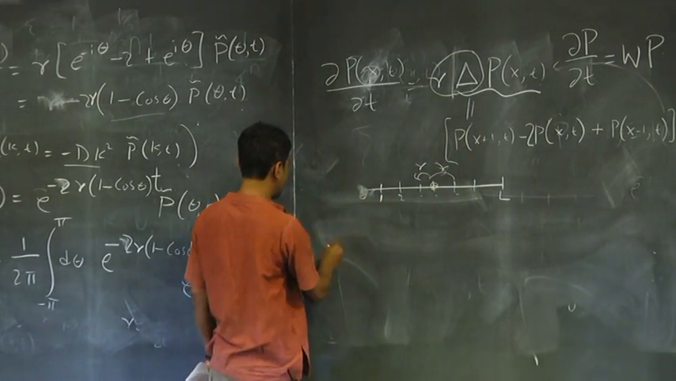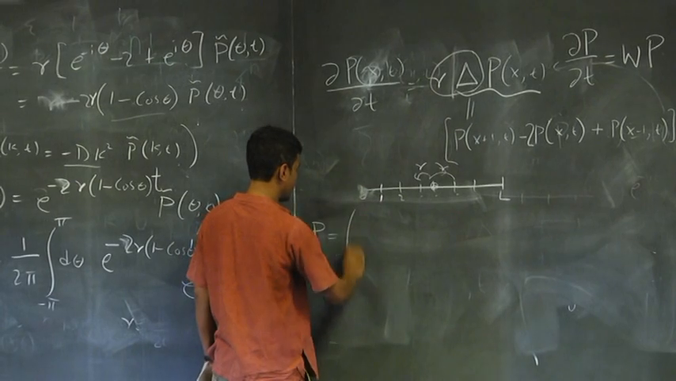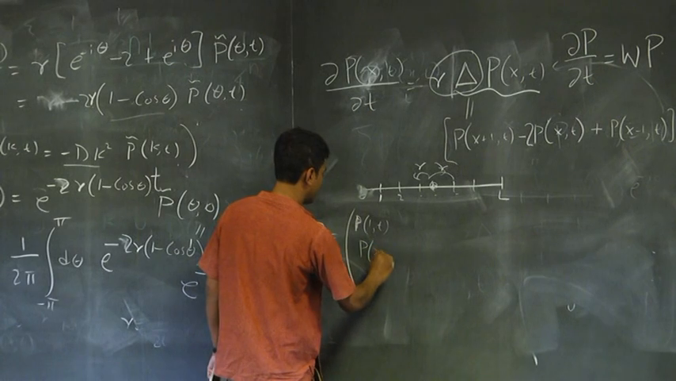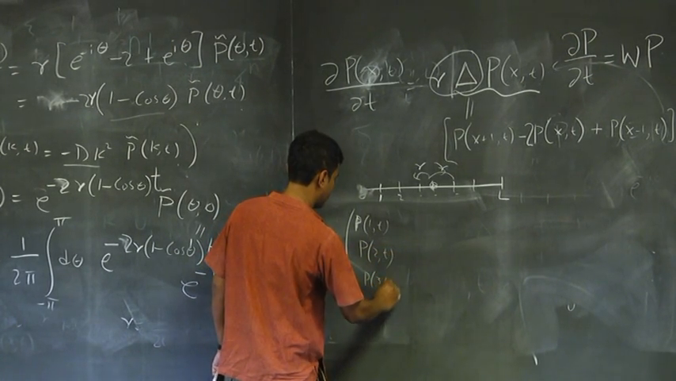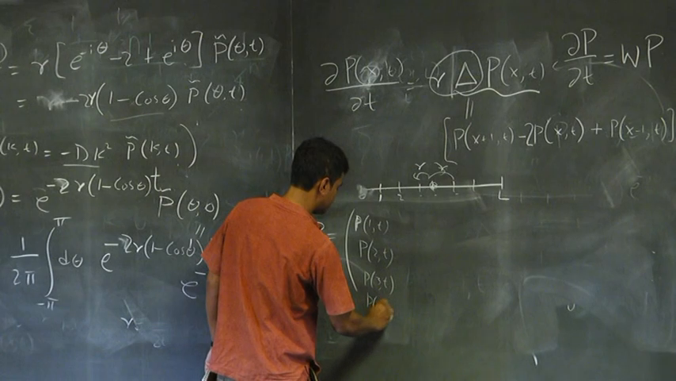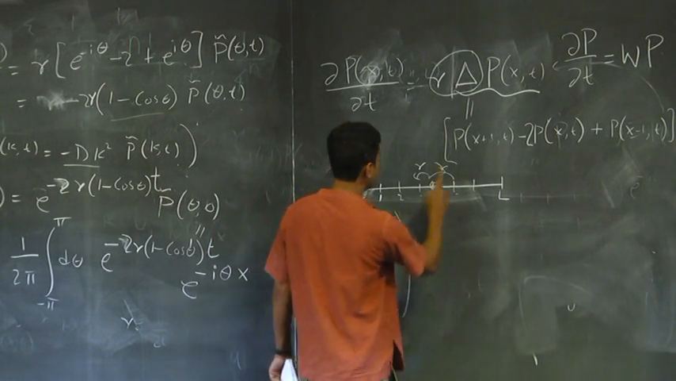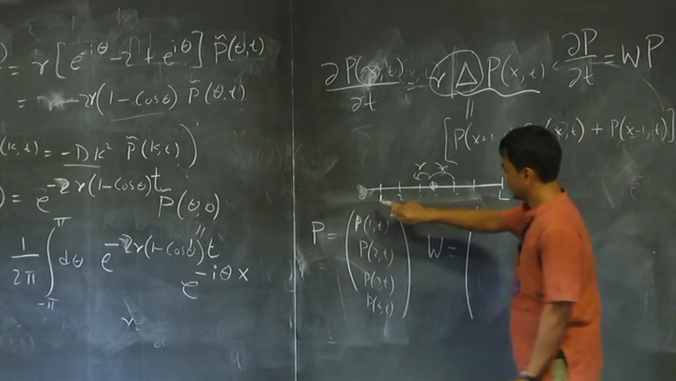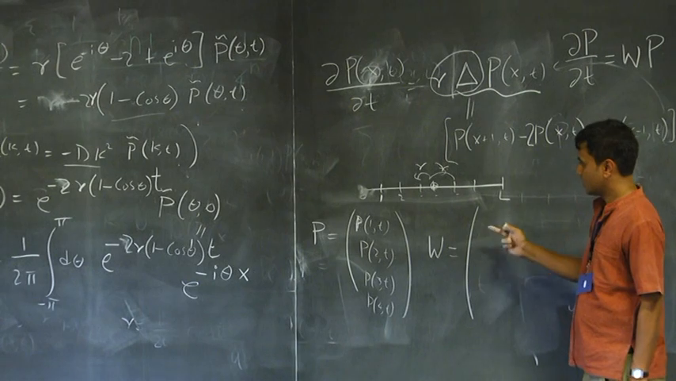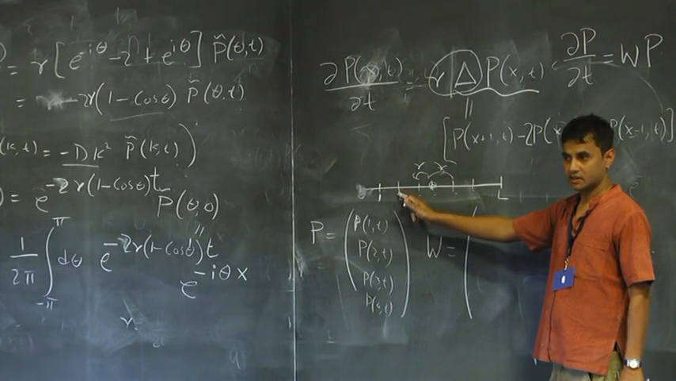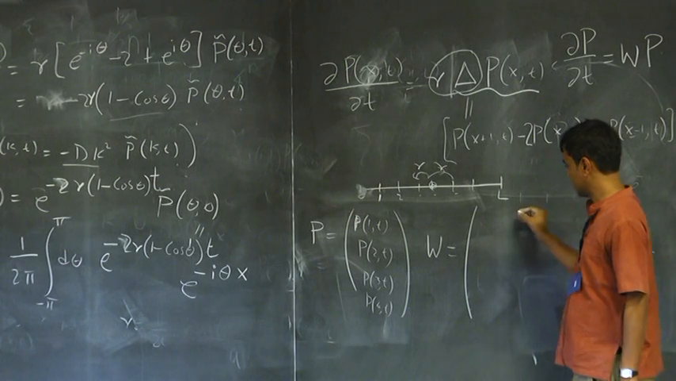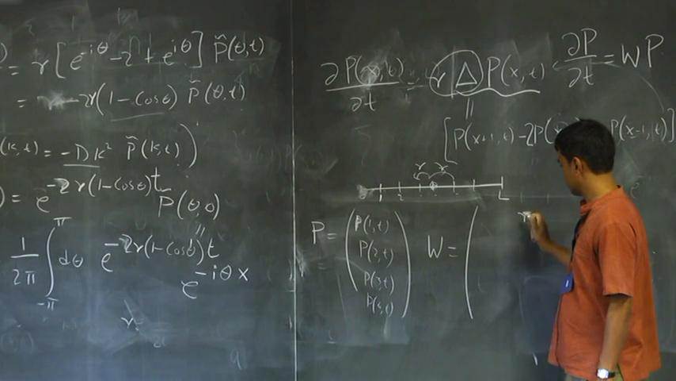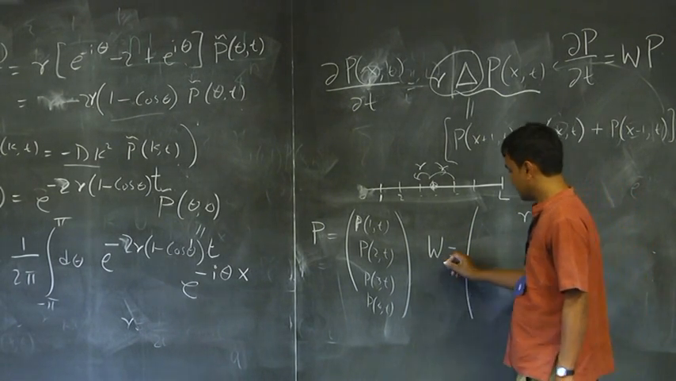So if I have 4 sites, then this probability vector is given by something like P of 1 at time t, P of 2 at time t, and so on. And this W matrix is a matrix where, if I look at this site, it can lose to this site, but it can only gain from one site. So there is an R here for gaining this site.